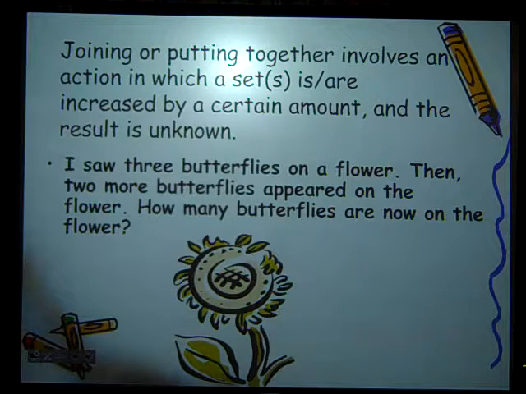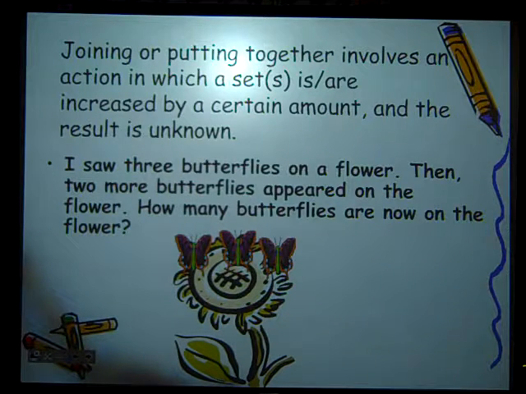It is addition. Even though I didn't hear those key words that us elementary teachers love to teach, it's still addition. There are my 3 butterflies. 2 more appeared on the flower. How many butterflies are now on the flower? 5. Okay. What was the action? Addition. No, that is the operation. What's the action?